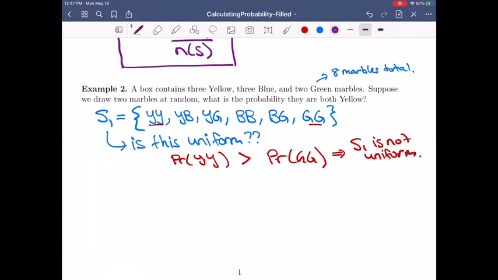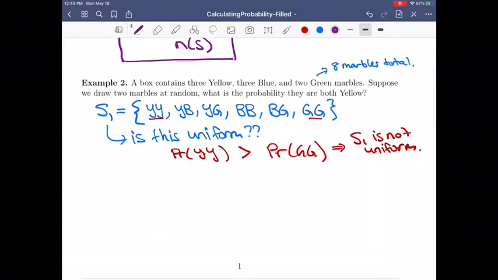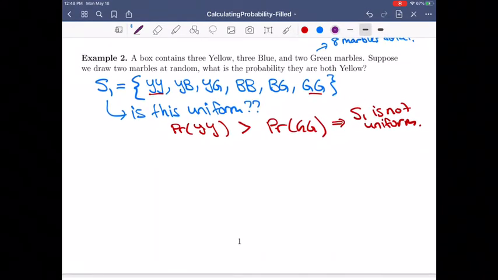Now this is unfortunate, but we can still compute these probabilities. All we need to do is rethink our sample space. Oops, I don't want to call it S1, let's just call it S. So let's rethink our sample space.